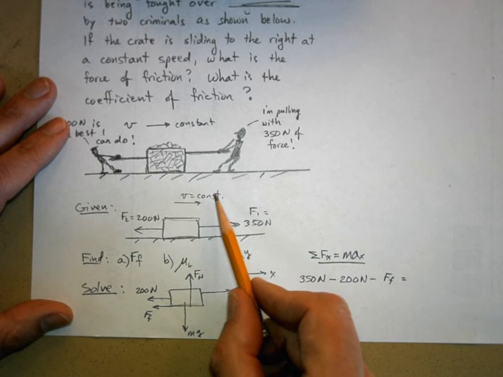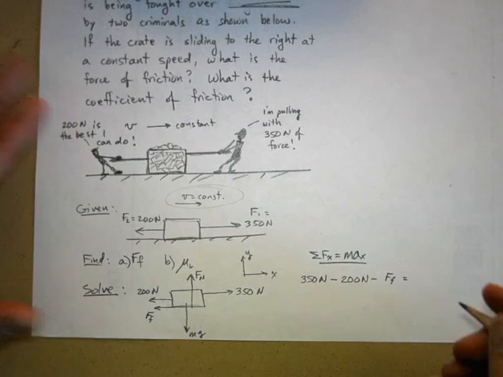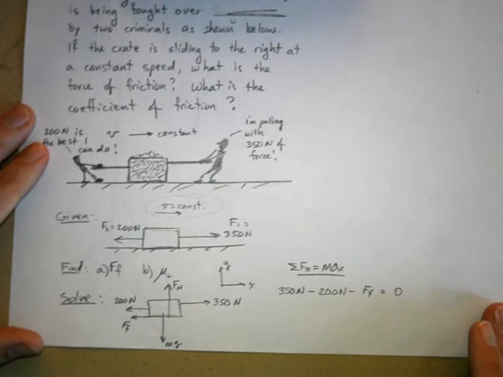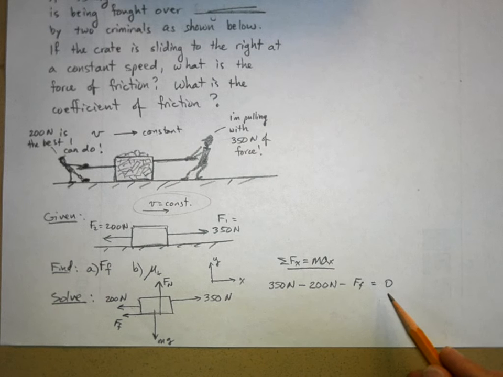Okay, on the test, if I tell you the velocity is constant, that means the acceleration is 0. So that whole thing is 0. Now somebody said, well, the mass isn't 0. True, but when you multiply anything by 0, that whole term is 0.